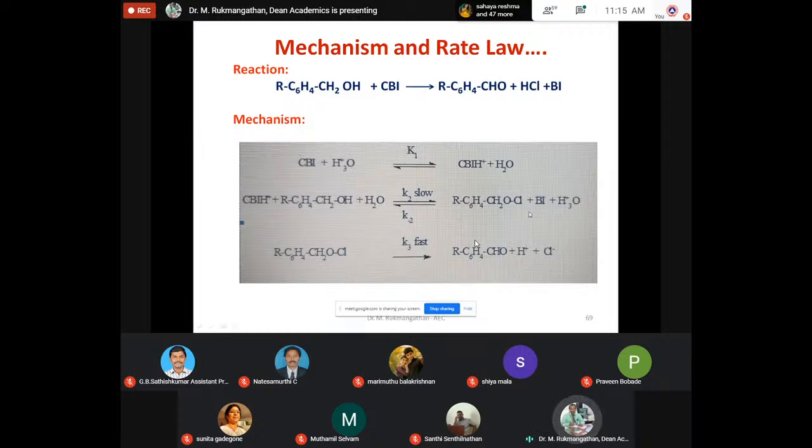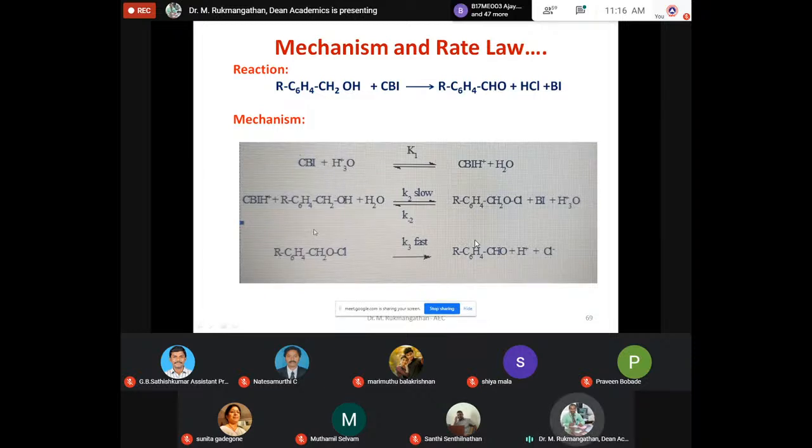Here, what is the intermediate? The intermediate is having the carbonyl group, okay, benzyl chloride. The intermediate is having the carbonyl group. It is called the carbocation. So it has an electron deficient center. The formation of an electron deficient center in the reaction intermediate has already been confirmed by the negative values of the Hammett plots. In the final step, this intermediate gets decomposed to produce benzaldehyde as the final product.